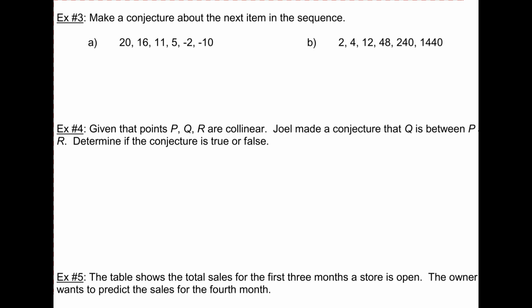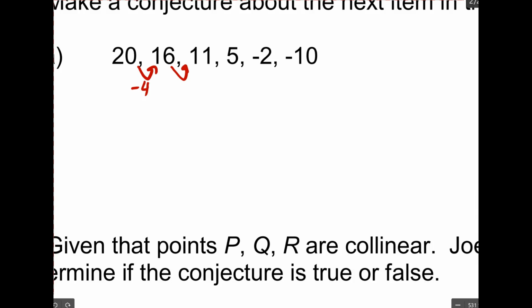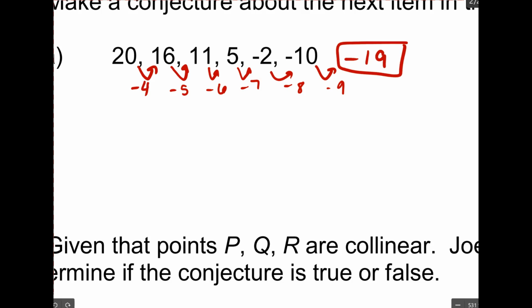We're going to do something kind of like that. We're going to make a conjecture about the next item in a sequence. So we're looking for more patterns. As I go from 20 to 16 to 11 to 5 to -2 to -10, let's see what's happening. To go from 20 to 16, we subtracted 4. Let me zoom in a little bit. To go from 16 to 11, 5. 6, 7, 8. So what would the next one be? 9. So we're subtracting 9. What is -10 minus 9? -19. So our conjecture, our educated guess, is -19.